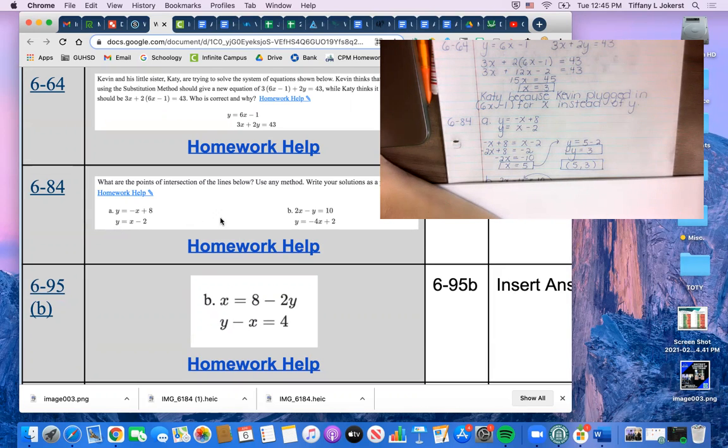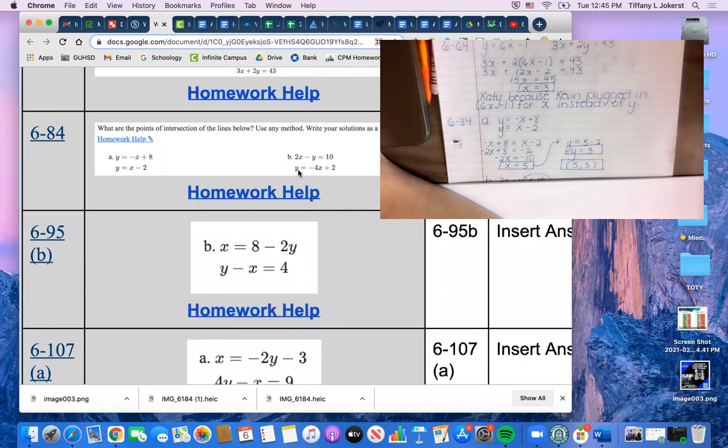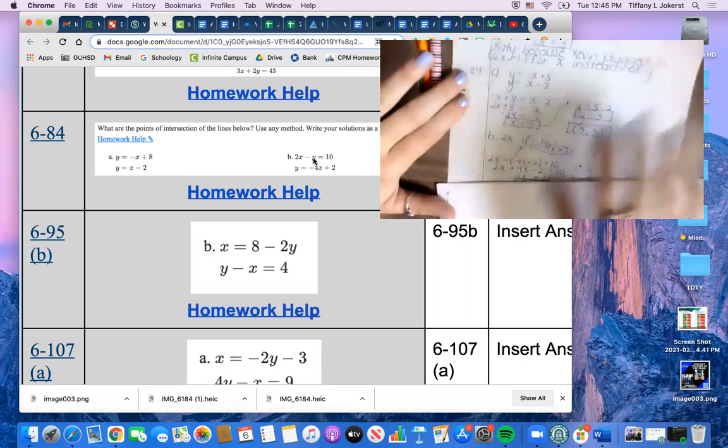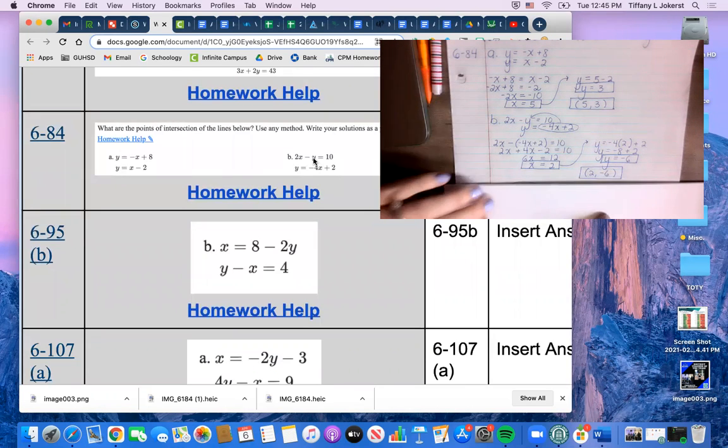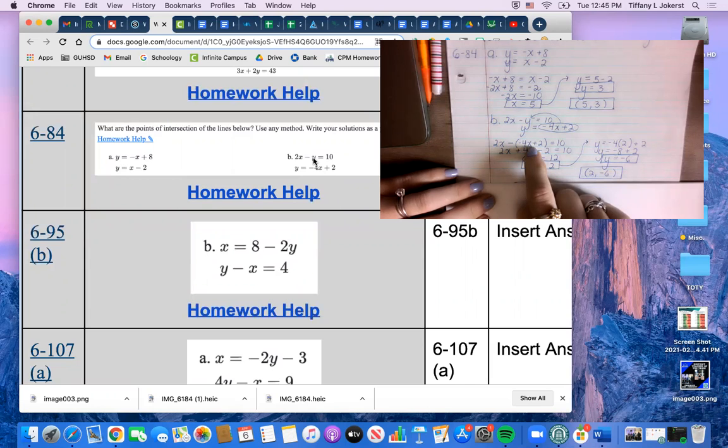For the next one, in B, this is already solved for y, the bottom one. So I'm going to take this negative 4x plus 2 and plug it in for y right there. Okay, so that's what you see me doing here in my work. I plugged in that negative 4x plus 2 for y. I distributed that negative to both of them. And then I cleaned it up a little bit and I got x is 2. I now take that 2 and plug it in where there's an x in one of the equations. And I get y is equal to negative 6.